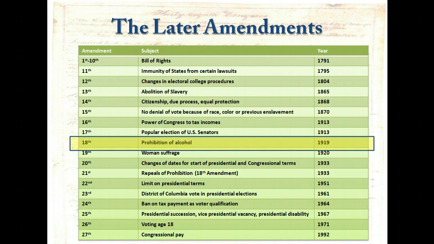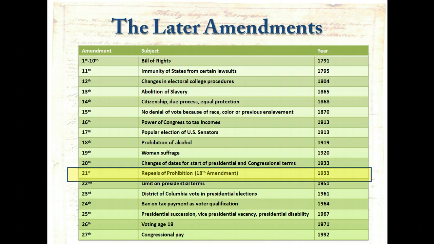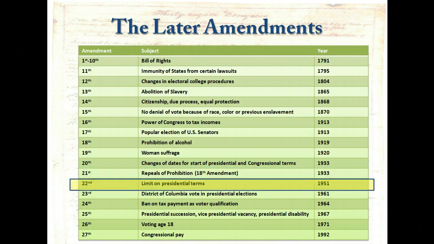As you can see in the chart, the 18th Amendment established a nationwide prohibition of alcohol and was ratified in 1919. What came to be known as, quote, the Noble Experiment, end quote, lasted fewer than 14 years. The 18th Amendment was repealed by the 21st Amendment in 1933. The 22nd Amendment in 1951 was proposed in 1947, soon after the Republican Party had gained control of Congress for the first time in 16 years. Over that period, Franklin D. Roosevelt, a Democrat, had won the presidency 4 times.